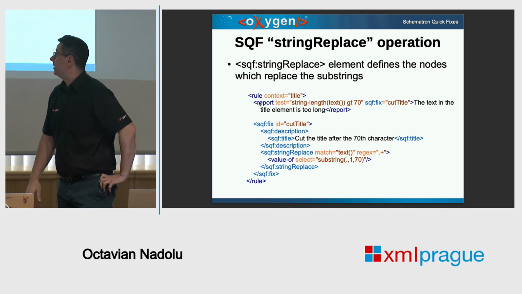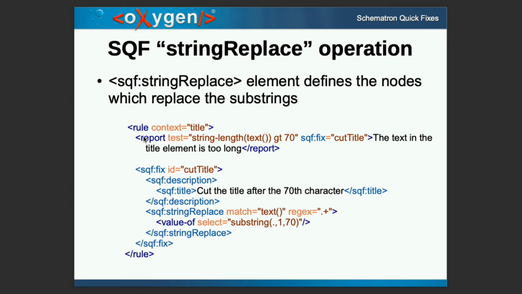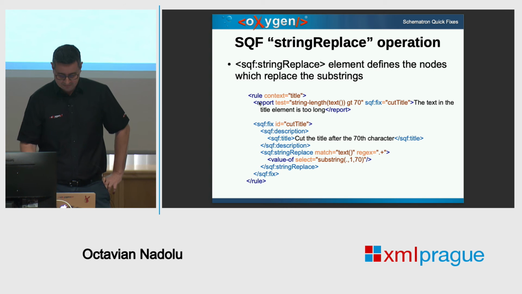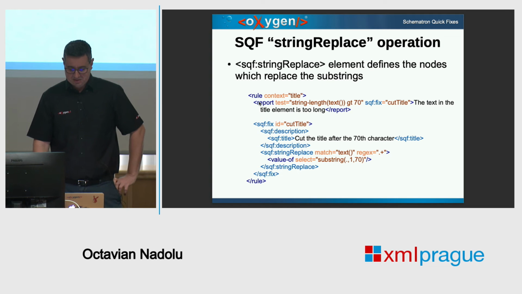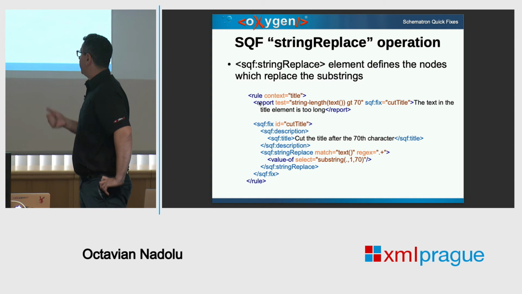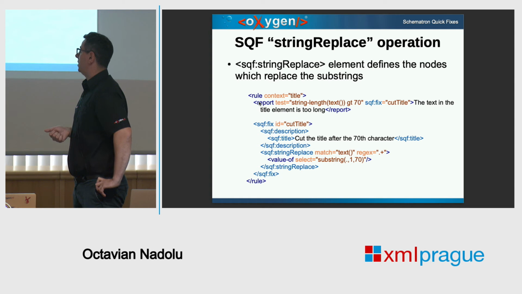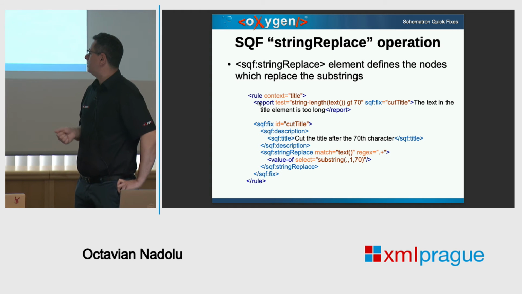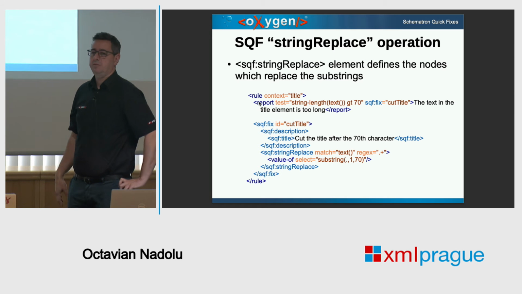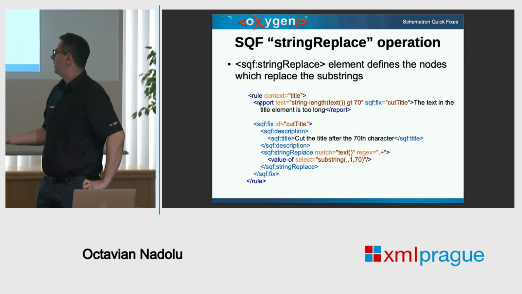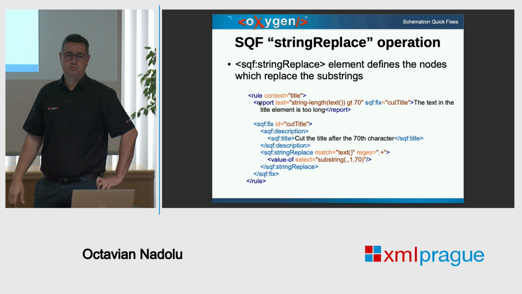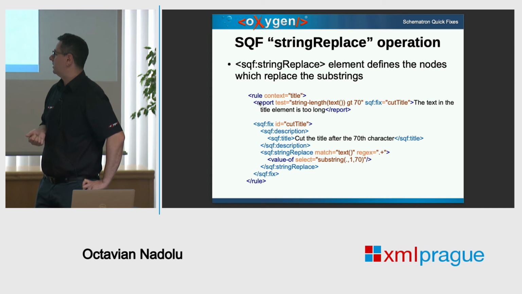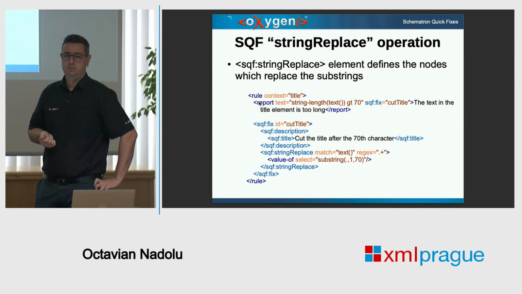Then there is also the string replace operation, which is a little bit more powerful because it allows you to use regular expressions and make modifications on a string. So it's a little bit different from the replace operation. Here you can use this match to specify where you want to make the modification. And you always need to have in the string replace operation some text node matches. Either the rule matches some text nodes, or you need to specify in the operation the text nodes that you want to be modified.